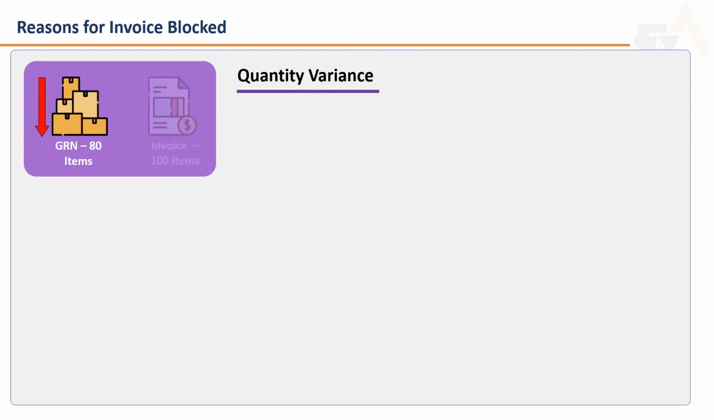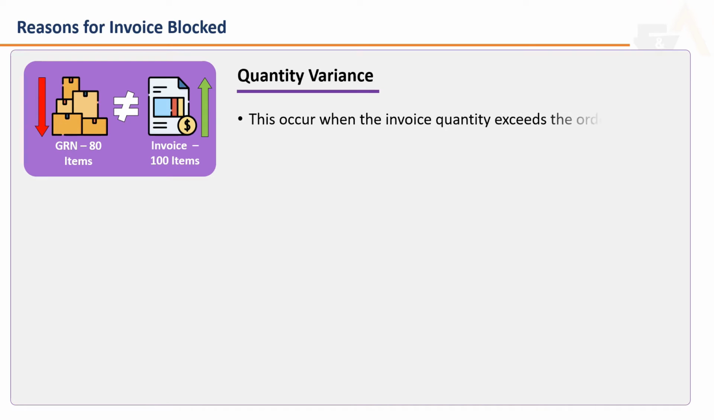Quantity variance. This occurs when the invoice quantity exceeds the ordered and/or receipted quantity. The invoice will remain blocked until either the vendor sends a credit note for the discrepant quantity or a further receipt is posted, bringing the received quantity in line with the invoiced quantity.